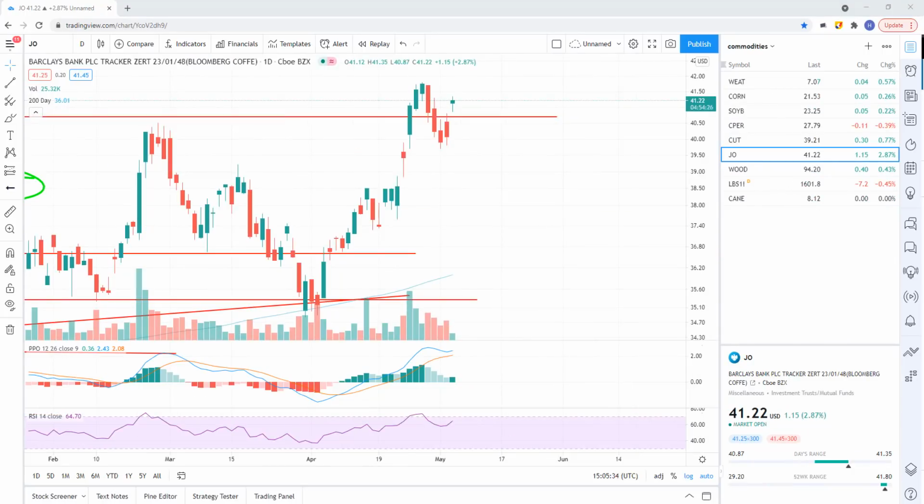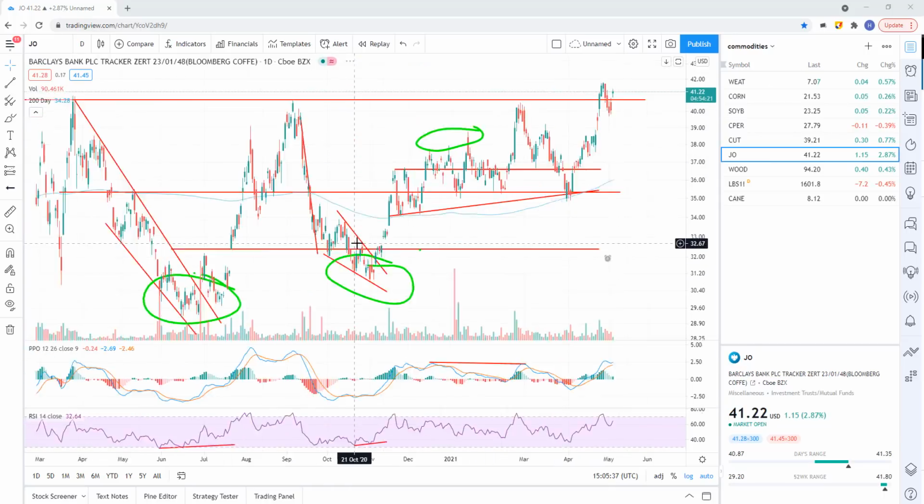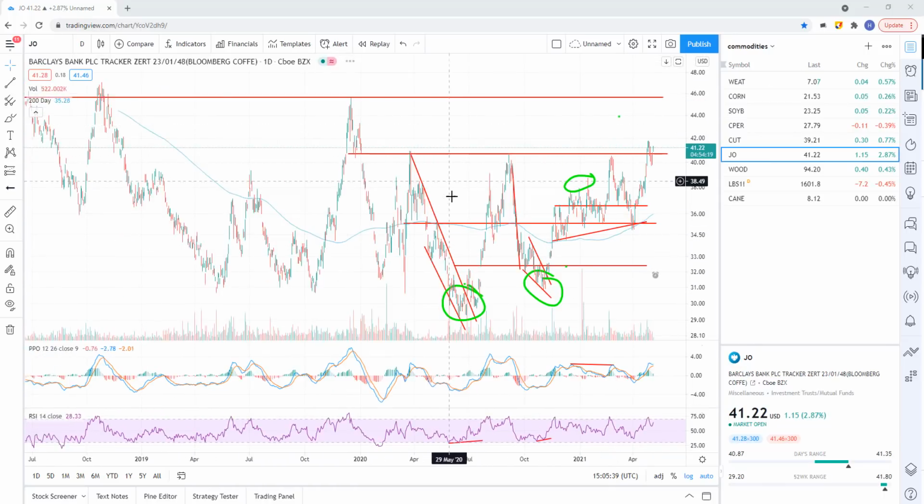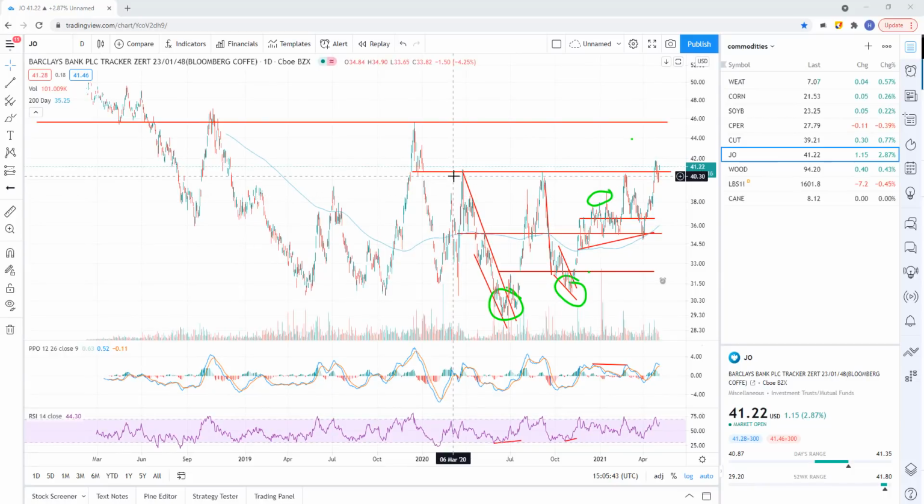Let's change gears a little bit and flip over to coffee. Here's Joe, up almost 3%. Again, the thing I like about coffee is it's a commodity.